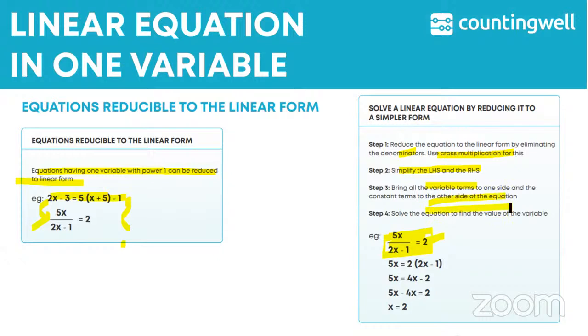So here you can see 5x upon 2x minus 1 equals 2. We'll transpose 2x minus 1 to the RHS, or we can say we are doing cross multiplication. Here the denominator we cannot see, but it is 1. So we cross multiply 1 to 5x, so it will be 5x again. Then 2 into 2x minus 1. Correct?